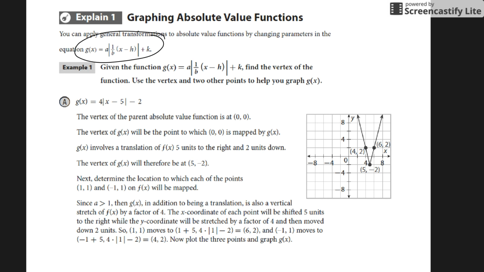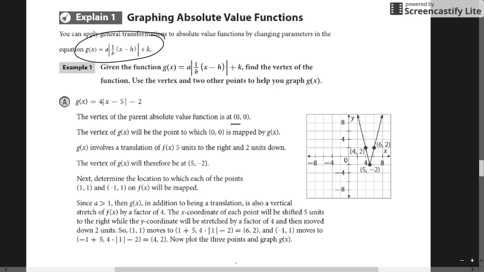The key thing you want to remember is we want to find the vertex. We always want to find the vertex. That's the most important thing. And then we can use the vertex and two other points to help us graph our picture. So I always look for the vertex first. It's the very first thing. Now remember, the vertex of the parent function is at 0, 0.